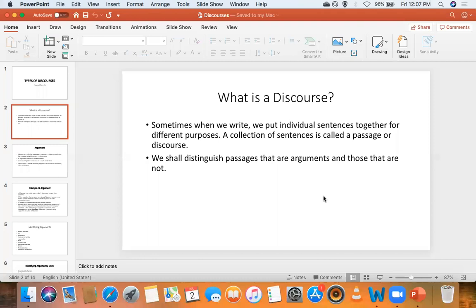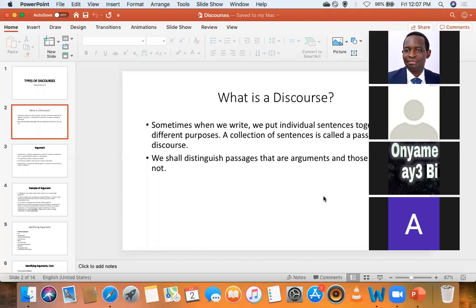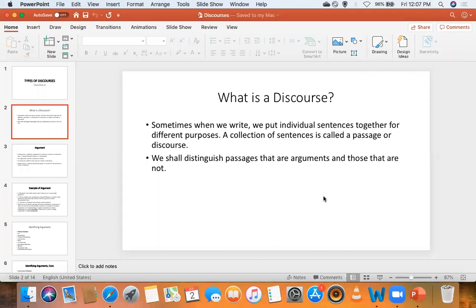Now we shall distinguish passages that are arguments and those that are not. So you can see that at the beginning of this course, we are already trying to distinguish those aspects of communication that are not arguments. Since our business in this course is to focus on arguments, we are taking our time to spell out all those forms of communication that are not arguments, and to let you see the reasons why they are not arguments. So that's the purpose of this class. Now, to distinguish passages that are arguments from those that are not, we go to the next slide.